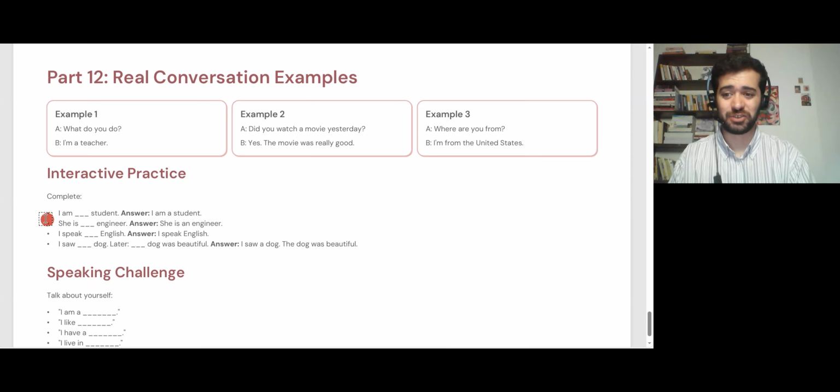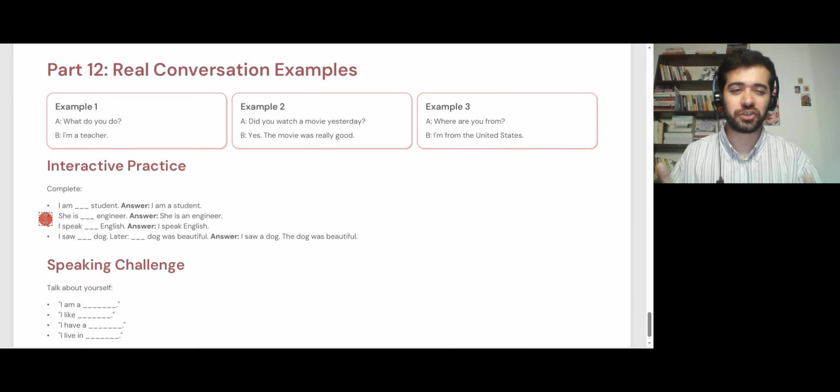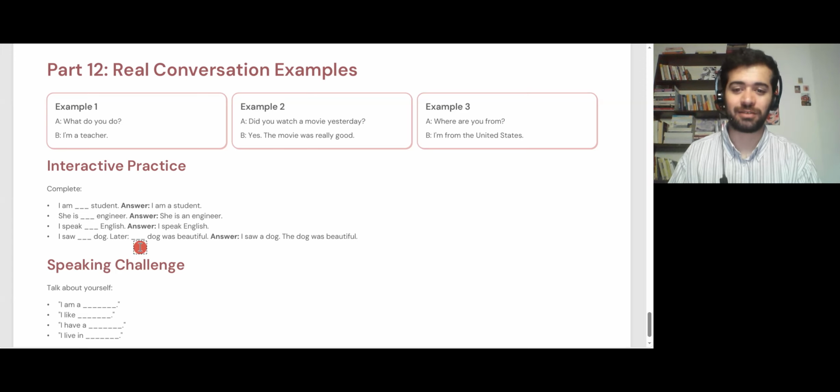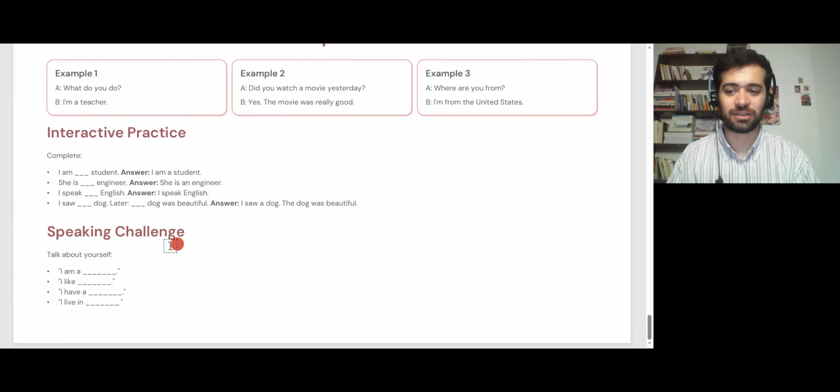Let's take a look at the first one. We should decide whether to use articles or zero article, and if we use an article, which one? Okay. I am good. I'm a student. She is an engineer. I speak English. Zero article. I saw, this is the first time, a dog. Okay, the dog was beautiful. Thank you so much.